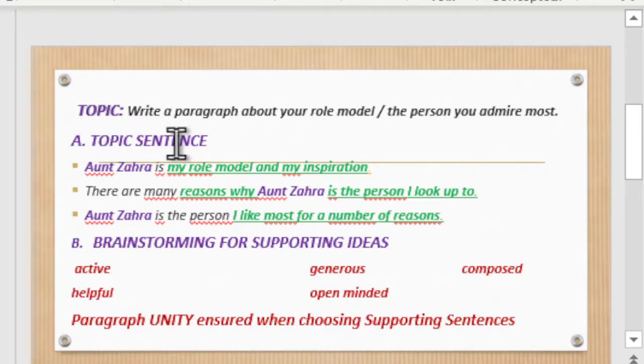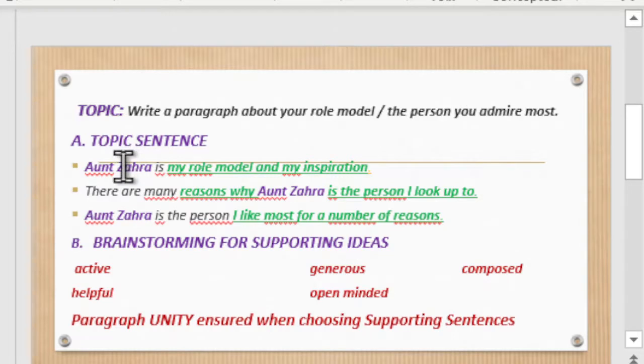If you remember, we said that the topic sentence is the main idea of the paragraph, and it is usually the first one. It has 2 parts, a topic and a controlling idea. The topic is what I'm writing about, and the controlling idea is the aspect that I want to show about that topic. So here I'm asked to write about my role model.